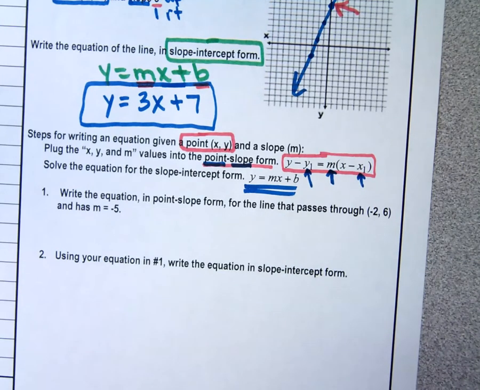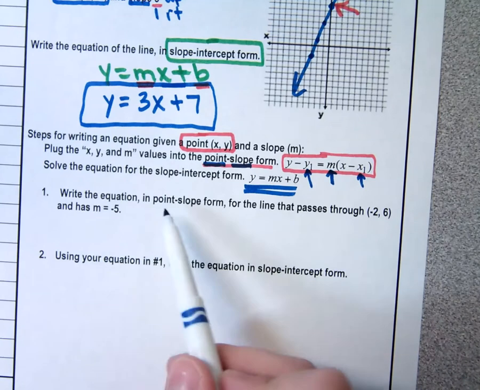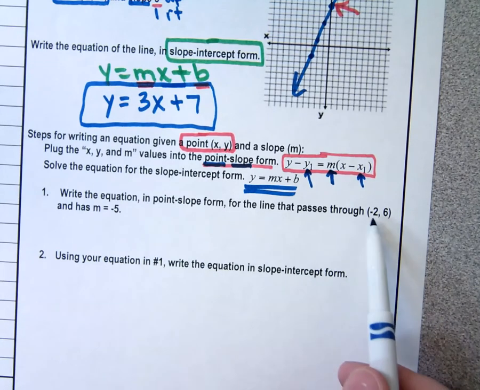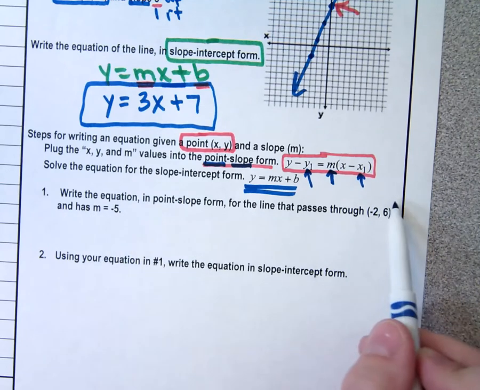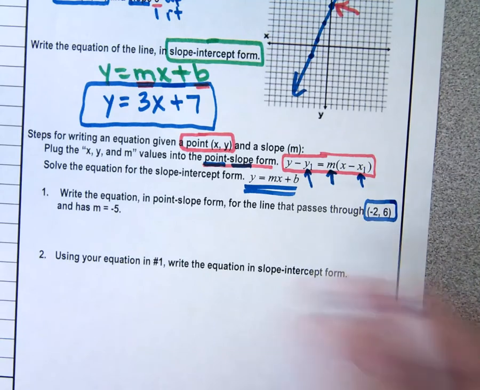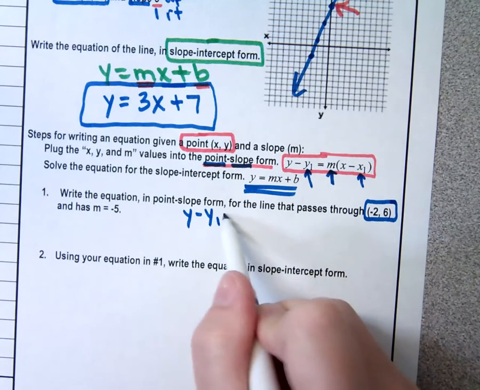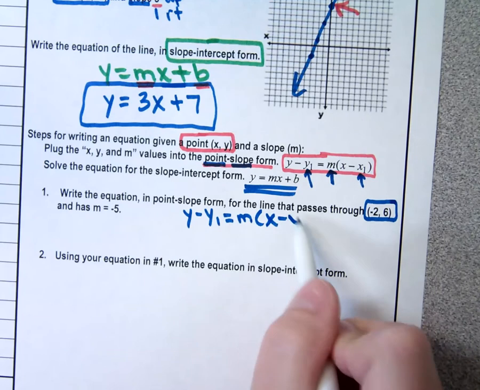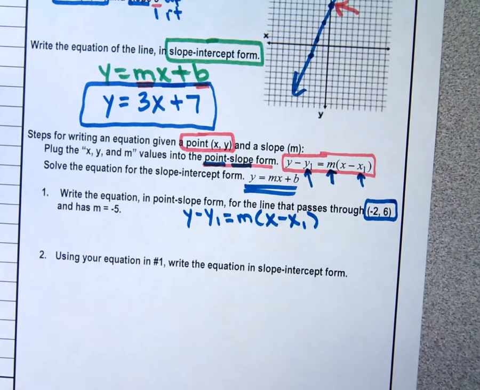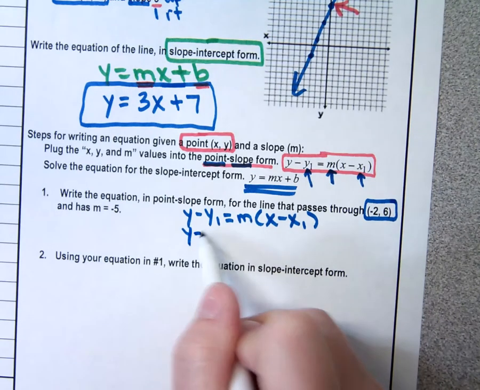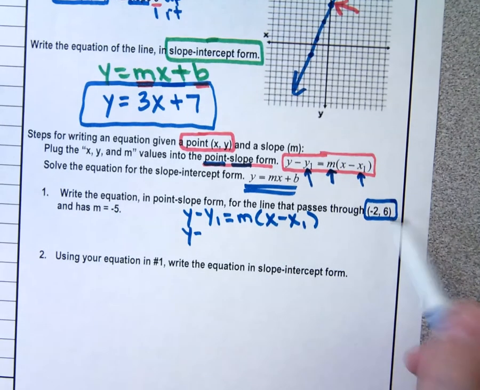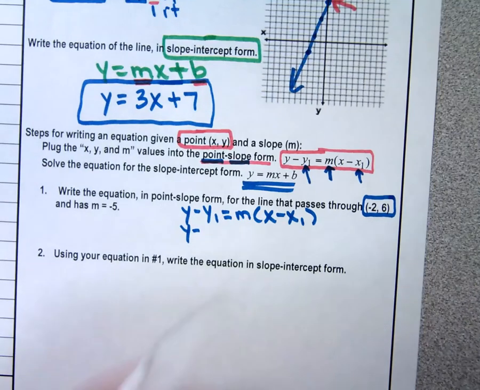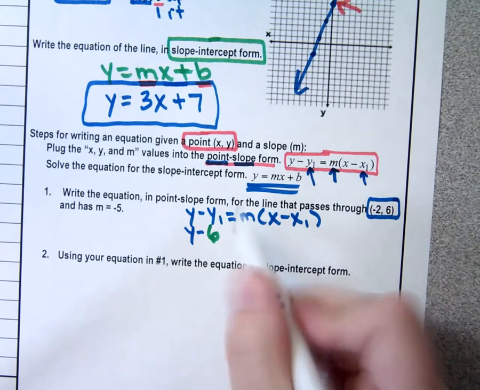Okay, so let's try. Number 1 says write the equation in point-slope form for the line that passes through -2, 6 and has a slope of -5. So as soon as I see that I'm given a point, I know I'm going to use point-slope form. So let me go ahead and write down point-slope form. And then I'm going to just start plugging things in. So it goes y minus the y-coordinate. Which of these is the y-coordinate? The 6. So I'm going to put a 6. And then I recopy the equals.